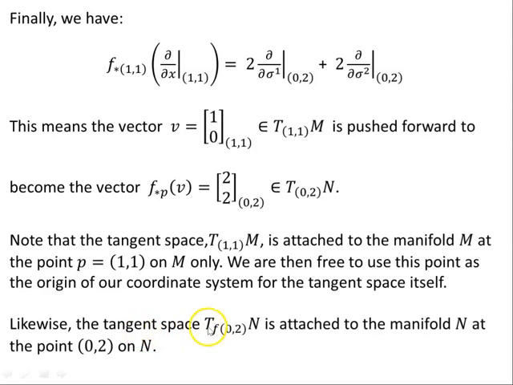Likewise, the tangent space to the manifold N at the point (0, 2) should be f of (1, 1) there. Sorry, that's an error. There should be no f there. The tangent space to N at the point (0, 2) is attached to the manifold N at the point (0, 2) on N. Sorry about the f there, it shouldn't be there. I missed that in the proofreading.